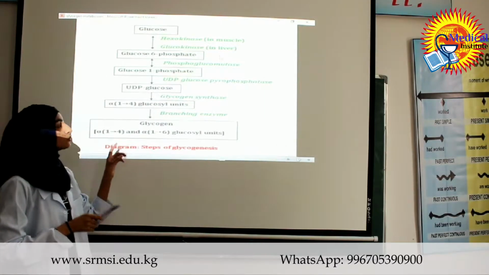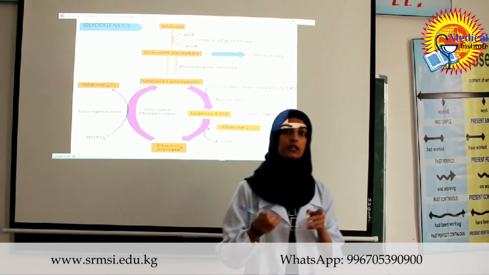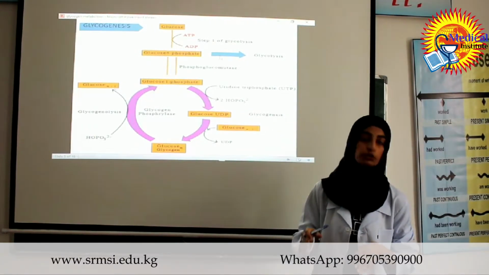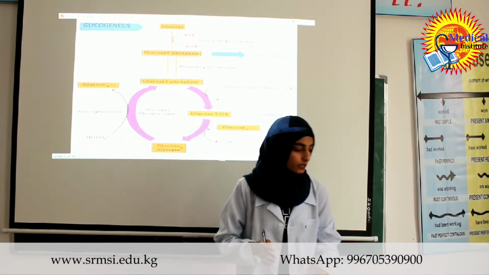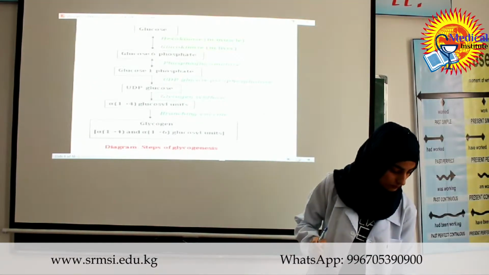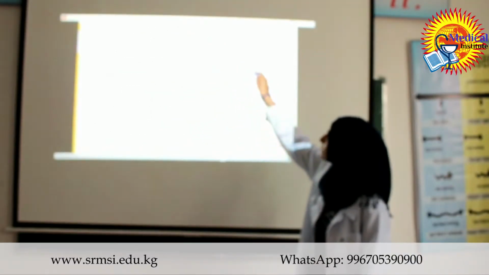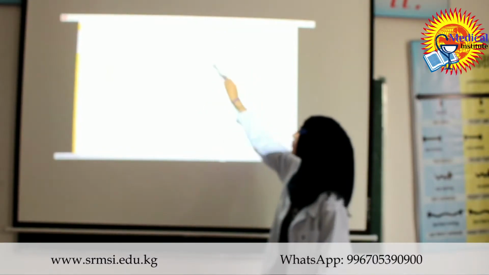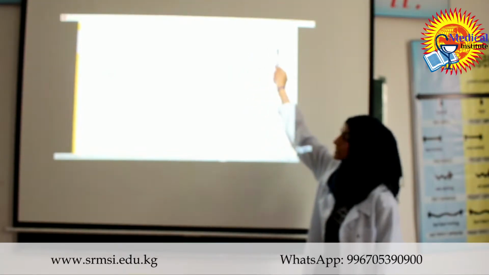First is glycogenesis. Glycogenesis is basically the synthesis of glycogen in the liver and the muscle from alpha D glucose, using UDP and also ATP as energy. Look at the cycle. Here we have glucose 6-phosphate. Glucose 6-phosphate is converted into glucose 1-phosphate by the phosphoglucomutase enzyme.